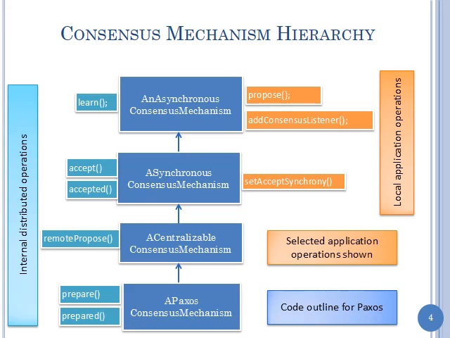So on the left, you see the operations that these consensus mechanisms make on each other in a distributed fashion. So these are the distributed operations, and they're internal. They're not seen by the user, by the application programmer using the consensus mechanism. On the right, you see the operations that the application makes, and the 2 main operations are propose and add consensus listener, where the listener is invoked whenever a new consensus value is achieved.